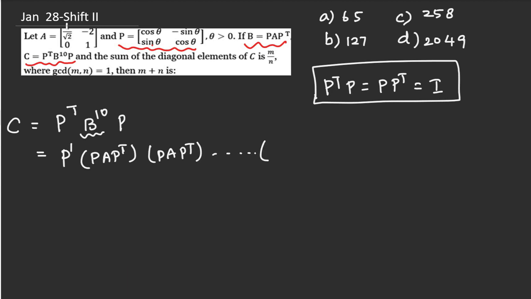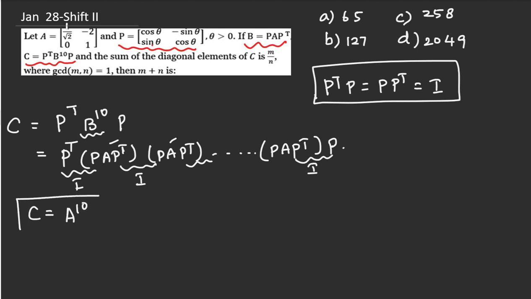So P transpose into P. Now we know that P transpose into P is I. The last one, P transpose into P is I. The number of times we get A, so that will be is equal to A power 10, and so we got C is equal to A power 10.